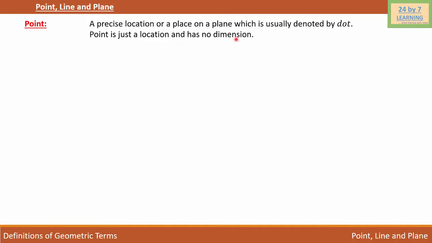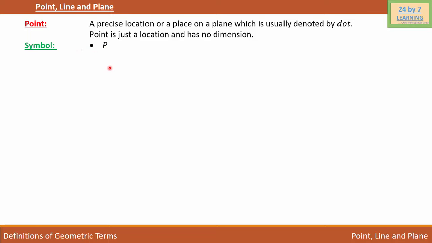In other words, we can say that if we want to denote a point, we just use a dot, and a point is just a location and it has no dimension. In order to denote the point, we will use a symbol like this, where we will use a dot and write an alphabet. In this example, we are using a dot with P. So basically this is just a point P, and this is how we will denote a point.